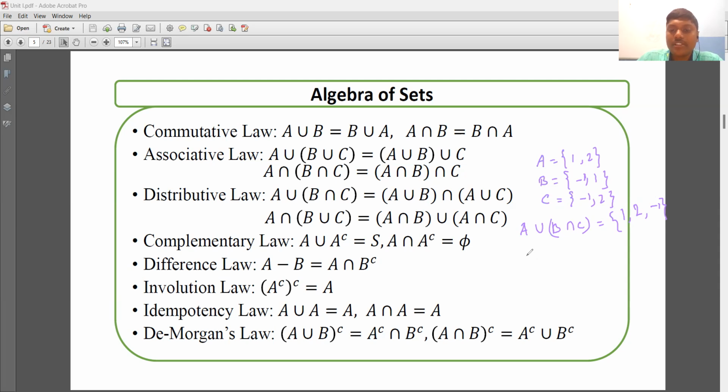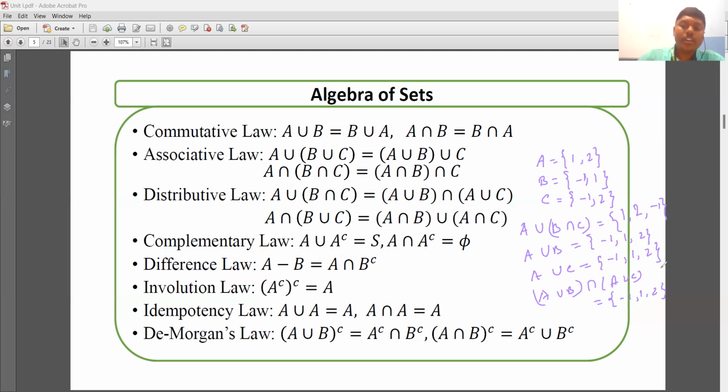Now let us check the right hand side. If I take A union B, that is going to be {-1, 1, 2}, and if I take A union C, that is going to be {-1, 1, 2} again. So (A union B) intersection (A union C) will be equal to the same set {-1, 1, 2}. So it's very easy to verify.